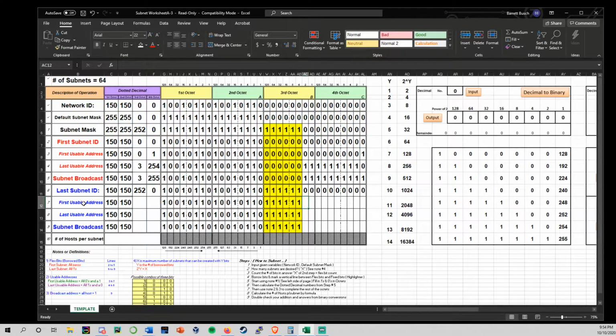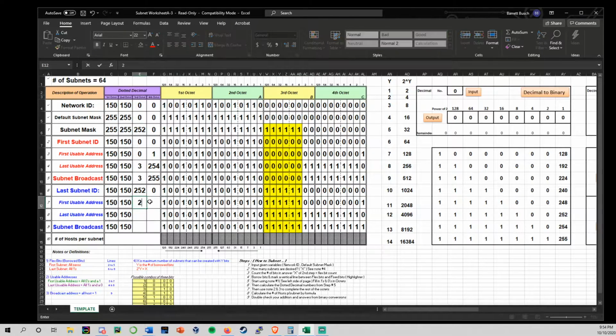And then remember for the first usable address, this is all zeros, followed by a 1. The last usable address is all 1s, followed by 0. And the subnet broadcast is all 1s. All right, and let's just go ahead and complete the decimal.